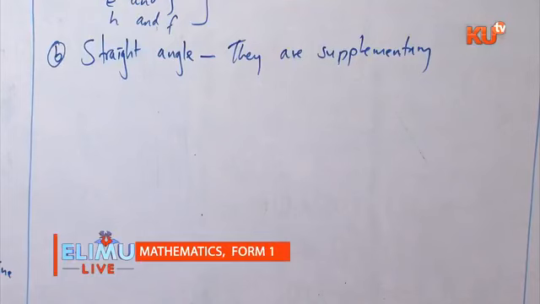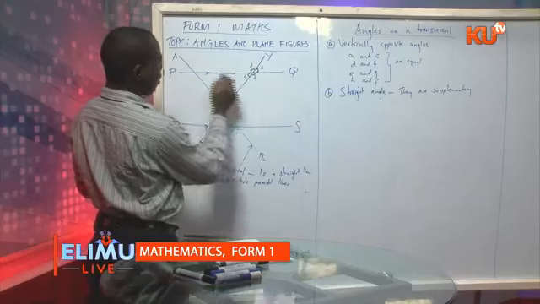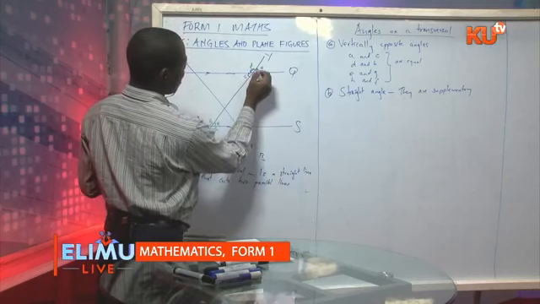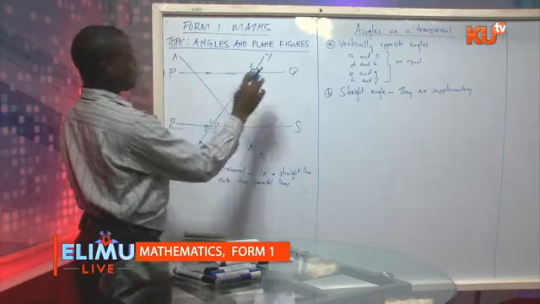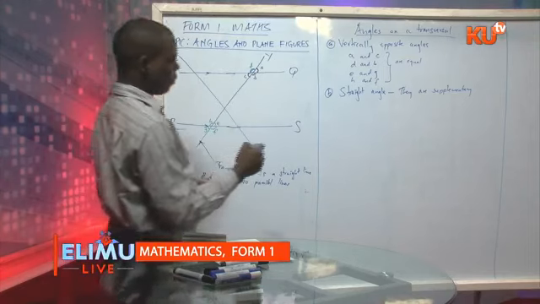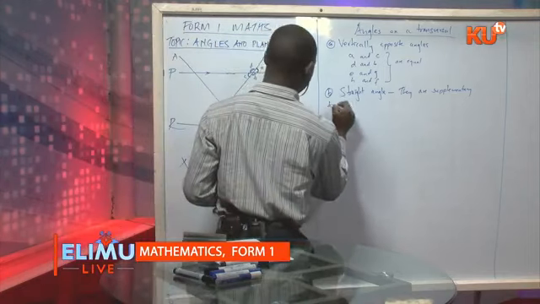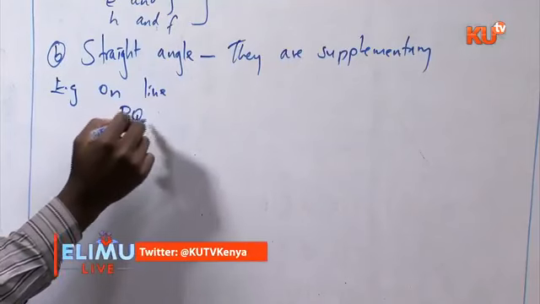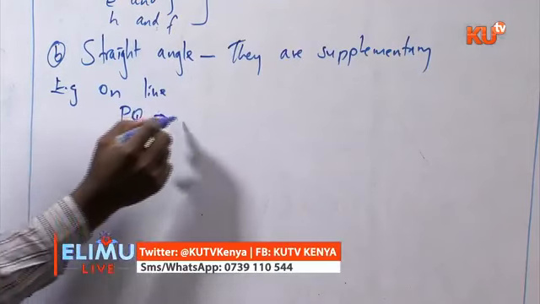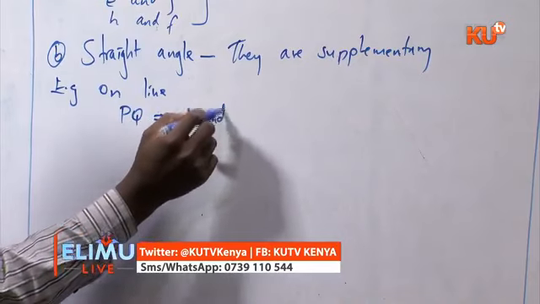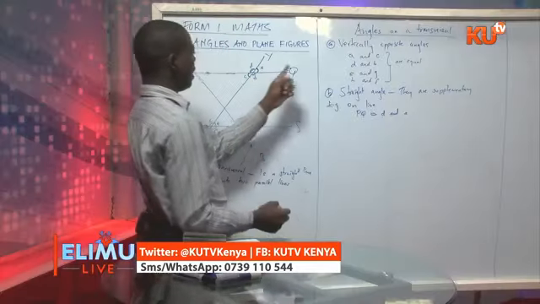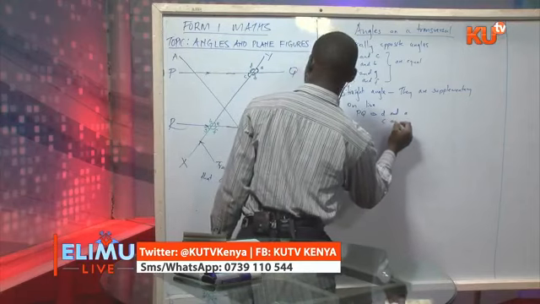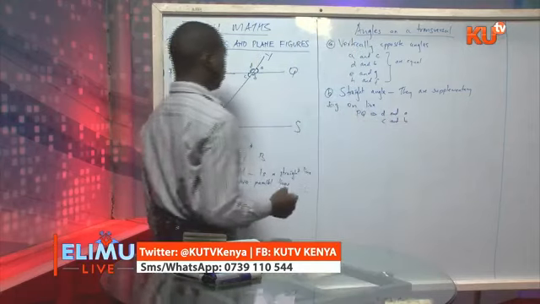If we look at this line PQ, we shall have the angle D and the angle A on the same straight line PQ. So on line PQ, we obtain the set of angles D and A. D and A are straight angles. C and B are again straight angles.